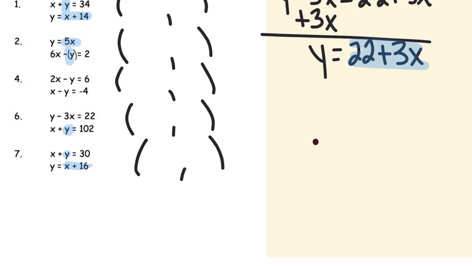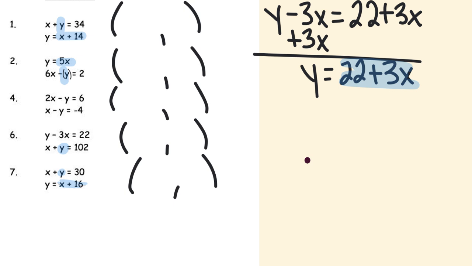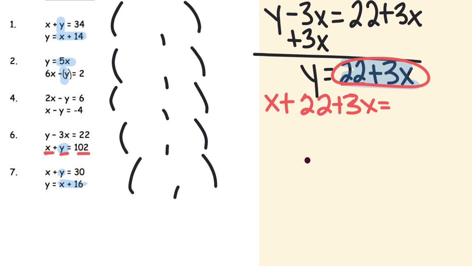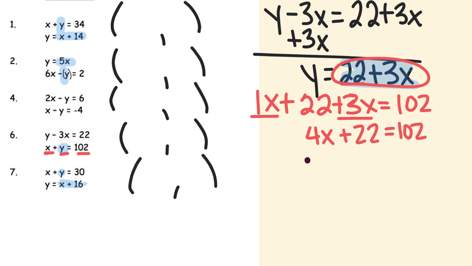And I can put them together. Does that make sense? So, if I am going to put these together, then now I have x plus, but what am I putting instead of y? 22 plus 3x equals, what do I have over here? 102. So I've taken my two equations and I have made them one with one variable. If you want, you can put a 1 in front of your x. What is 1x plus 3x? 4x plus 22 equals 102. And now what?